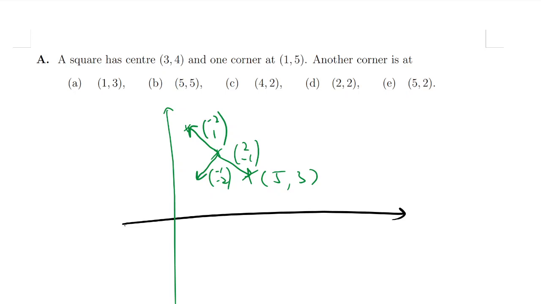Okay, so what the coordinates of this would be is (2, 2), yes? Because the center is (3, 4), right? So if you go (3, 4) and then (-1, -2), then you get (2, 2). Okay, so answer would be D.